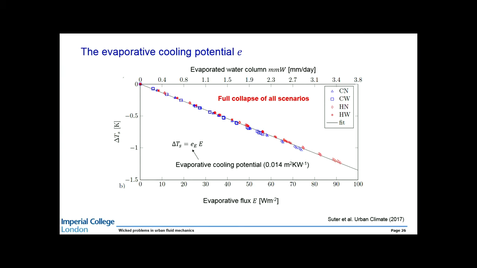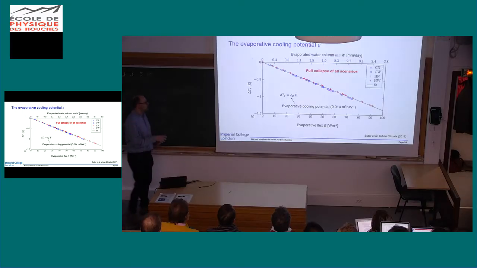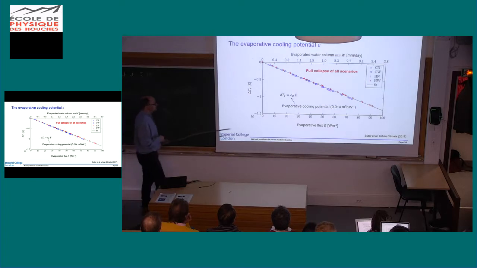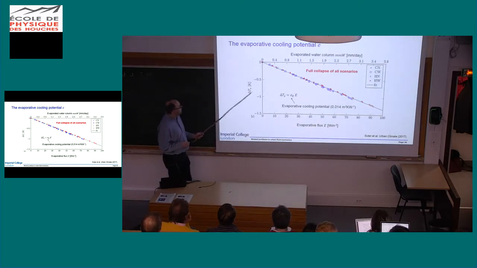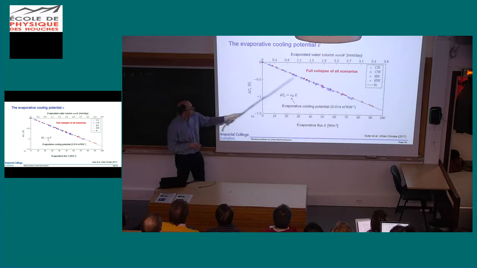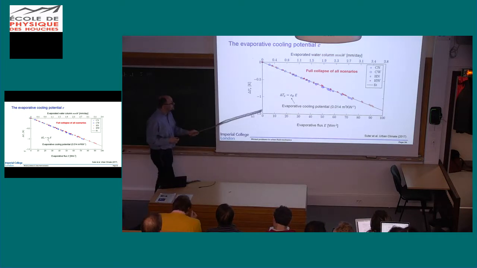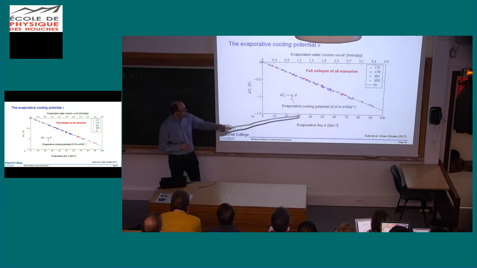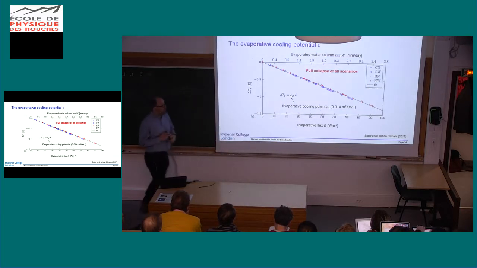If you then say, well, probably the amount of green roofs is not the direct variable we need to look at. We need to know how much energy is going into evaporating. So we need to look at the evaporative flux, and if you plot that against the temperature drop, sorry, I should have said this is the temperature drop in the surface layer, so the layer above. And you see you get a full collapse of all the different scenarios, which is nice because that means that the temperature drop is directly related to the amount of energy that goes into evaporation by a constant, and that constant is 0.014 meters squared Kelvin per watt.